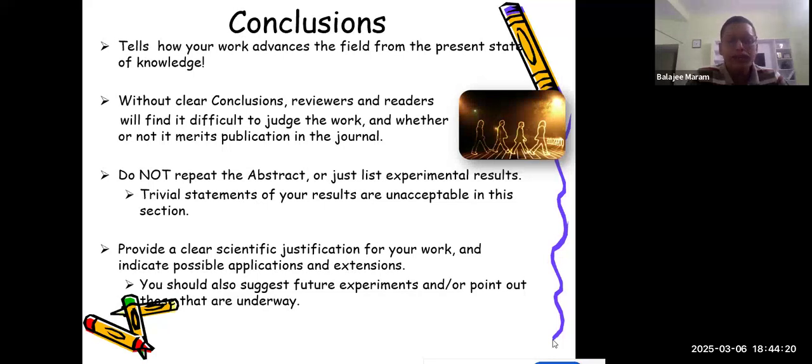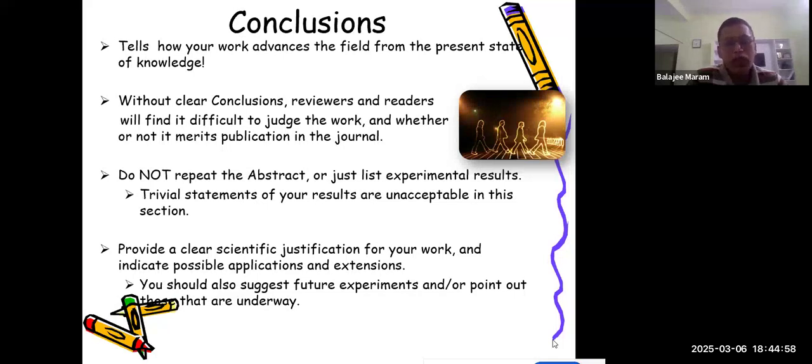And the third point, do not repeat the abstract or just list experimental results. Okay? Do not repeat the abstract. Abstract is already closed. So the conclusion should be entirely different from the abstract. Okay? Whatever you have achieved during practical implementation, you need to mention those points perfectly. That is nothing but conclusion. Next, the fourth one, provide a clear scientific justification for your work and indicate possible applications and extensions. Is it okay? So definitely, you need to write some specific points in conclusions.